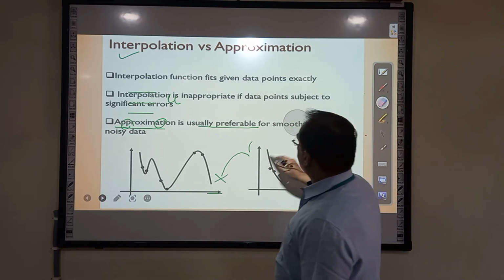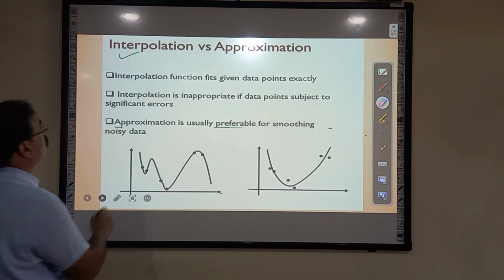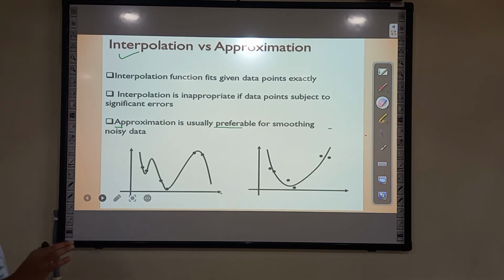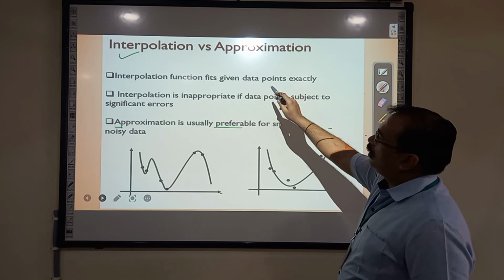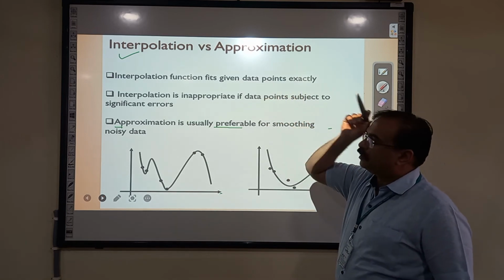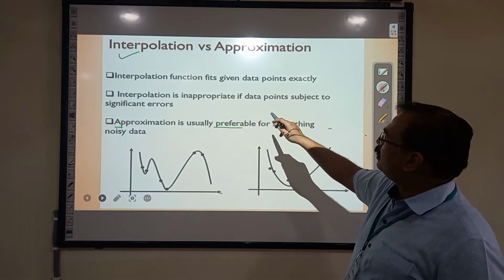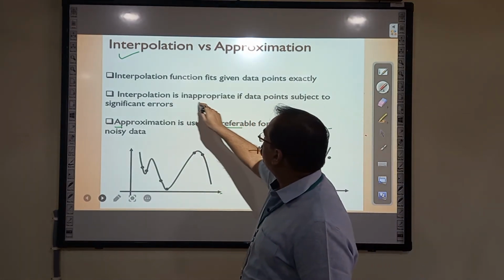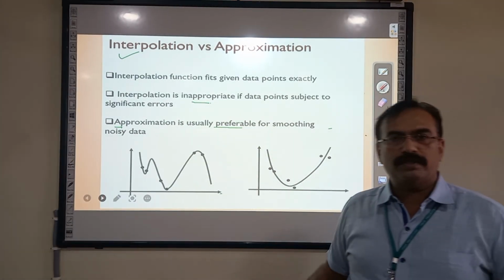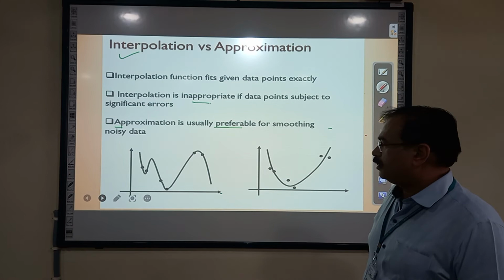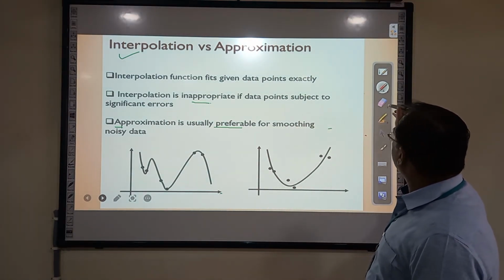This can illustrate it properly, the approximation and interpolation. We can say that the interpolation function fits given data points exactly. From every data point, the curve is going to cross. Interpolation is inappropriate if data points are subject to significant error. If they have a huge distance, the arc may not be curved. And approximation is usually preferable for smoothing the noisy data.